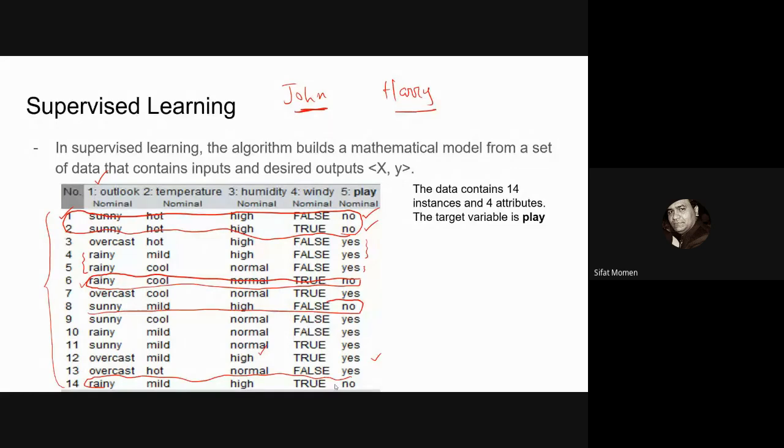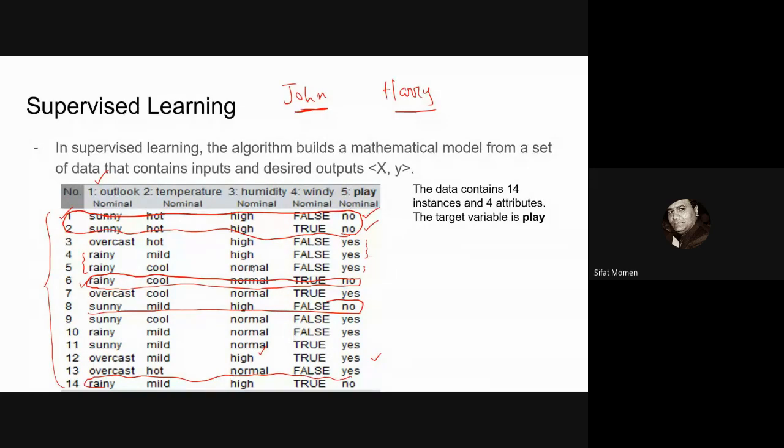So is it possible that you observe this data and you can find certain rules out of that? If the outlook is like this, or the temperature is like this, or the outlook and temperature are like this, then he plays, or he may not play golf outside. So you may actually find certain interesting patterns. Clear? Is that okay?